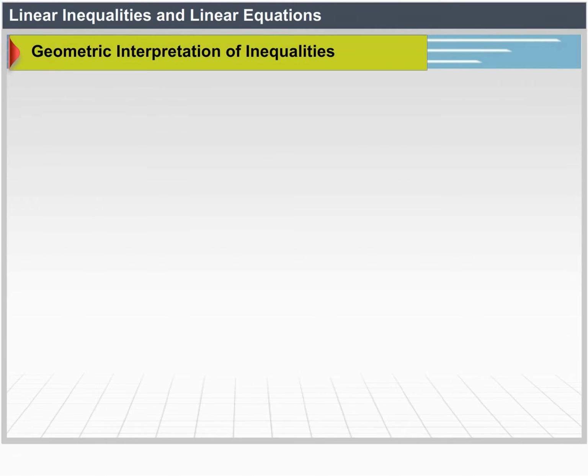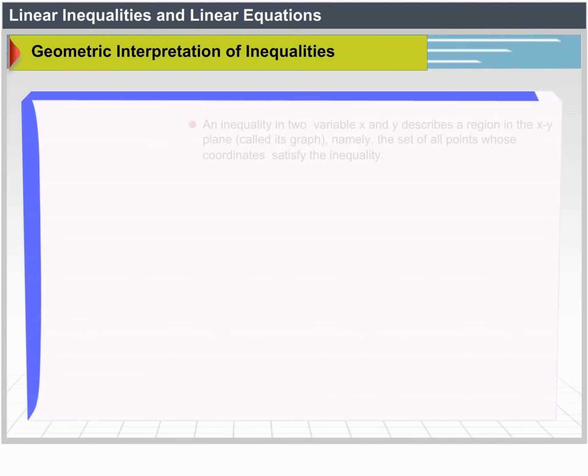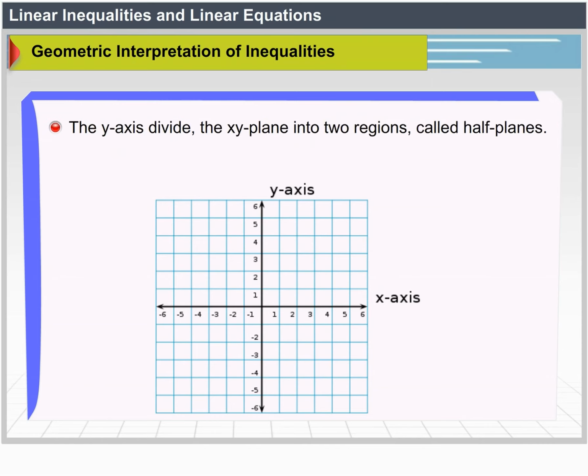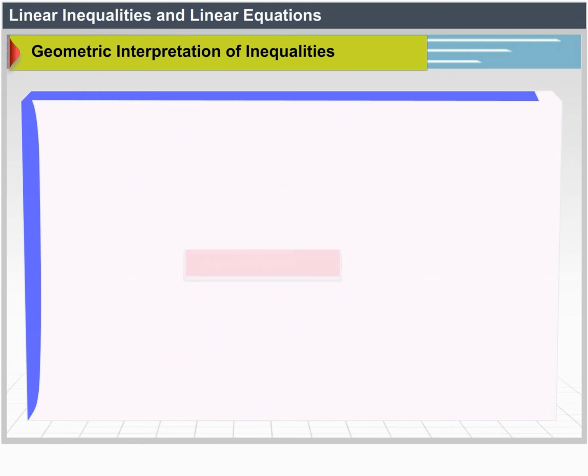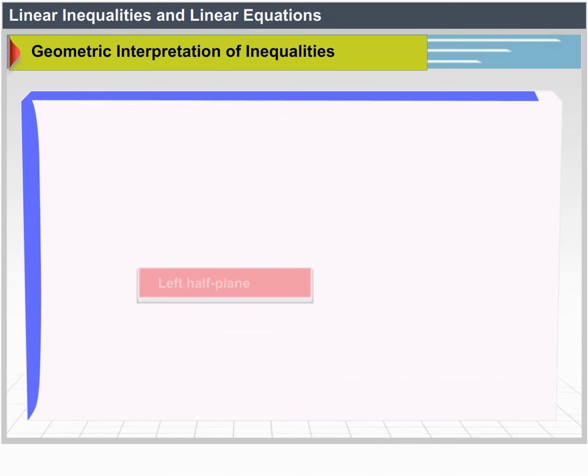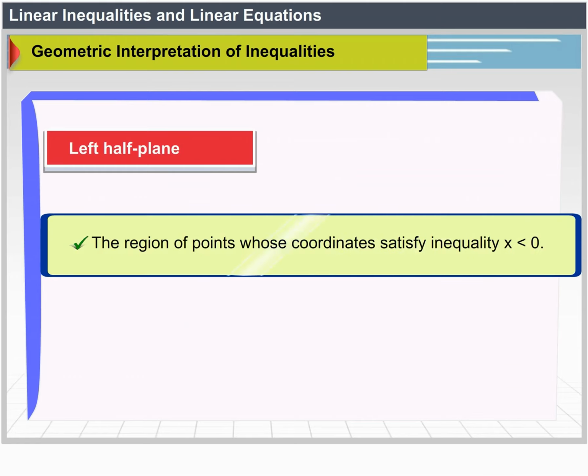Geometric interpretation of inequalities. An inequality in two variables x and y describes a region in the xy plane called its graph, namely the set of all points whose coordinates satisfy the inequality. The y-axis divides the xy plane into two regions called half planes. Right half plane: the region of points whose coordinates satisfy the inequality x greater than 0. Left half plane: the region of points whose coordinates satisfy the inequality x less than 0.